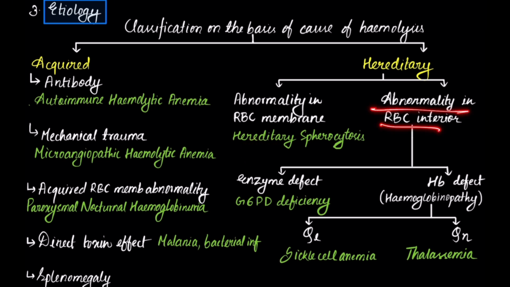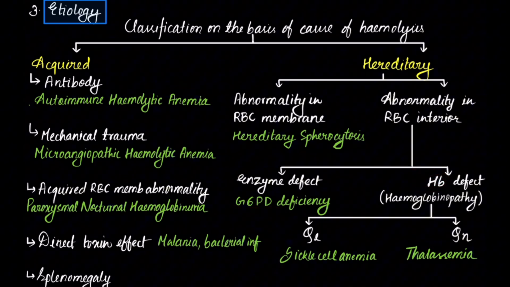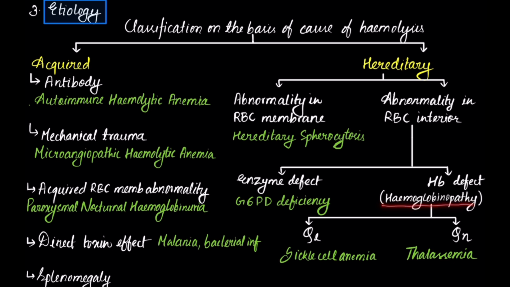Then there's abnormality in RBC interior. Inside RBC, there can either be defect in enzyme or there can be defect in hemoglobin. So enzyme, you have G6PD enzyme. If there is deficiency of G6PD enzyme inside RBC, it leads to the destruction of RBC. Second is hemoglobin defect. Hemoglobin defect is also called hemoglobinopathy. Now, hemoglobin defect can occur in two ways. Either defect in the quality of hemoglobin or defect in the quantity of hemoglobin.